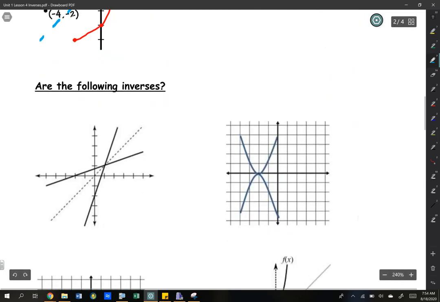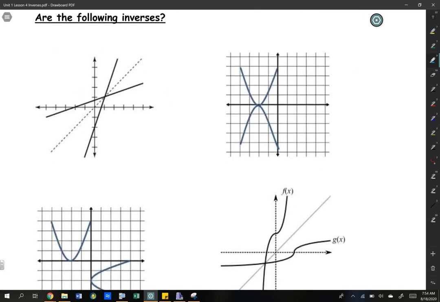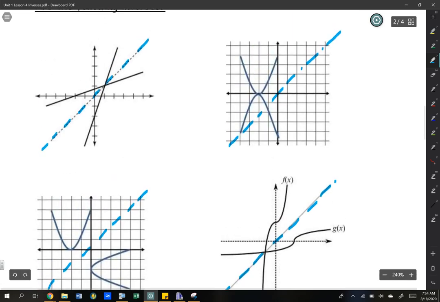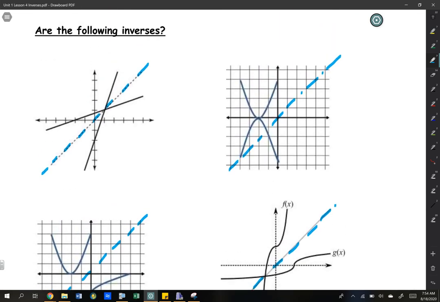All right, next question: are the following inverses? So all we really want to do is look at each graph, draw in the line y equals x if it isn't already there, and then decide whether or not we have inverses. So I'm just going to quickly draw in the line y equals x on all these graphs. All right, and you want to take a minute, pause the video, and decide for yourself which ones are showing inverses.